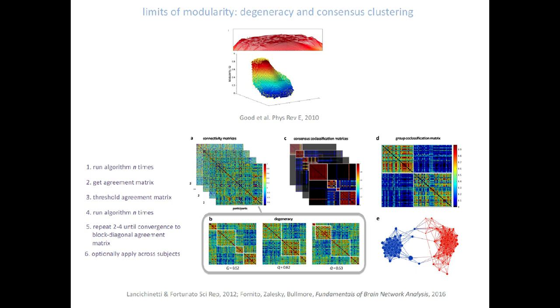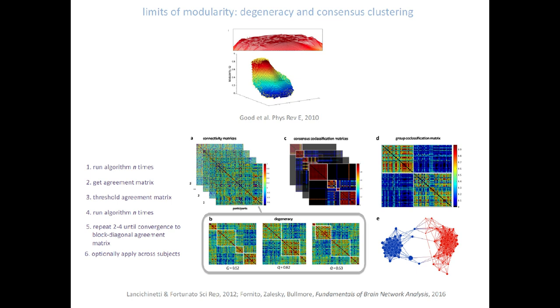So one solution is to use a consensus clustering approach. So the idea is, say, I start with my connectivity matrices, and then for any given matrix, I run the algorithm lots of times. Let's say I run it n times. So in this case, I've run it 3 times, and I've got slightly different solutions each time with a bit of a different Q value.